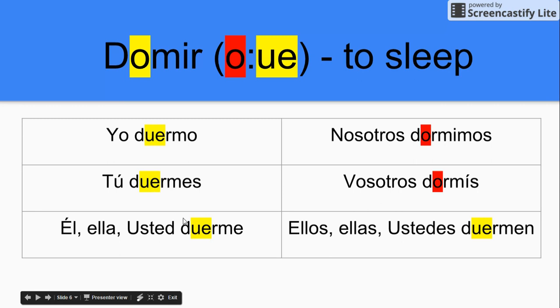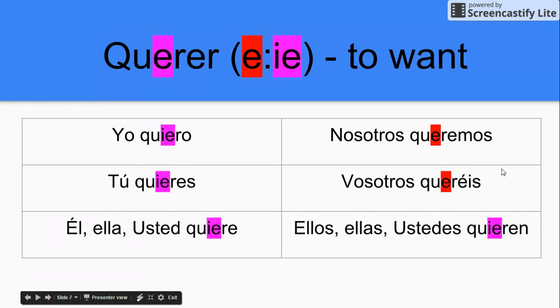Duermo, duermes, duerme. If you look at vosotros, you might say, well, there's one vowel, there's two, so this should be under stress. But if we notice, it has the written accent, so it's pulling the stress away from that O. The O remains. It does not become a UE.